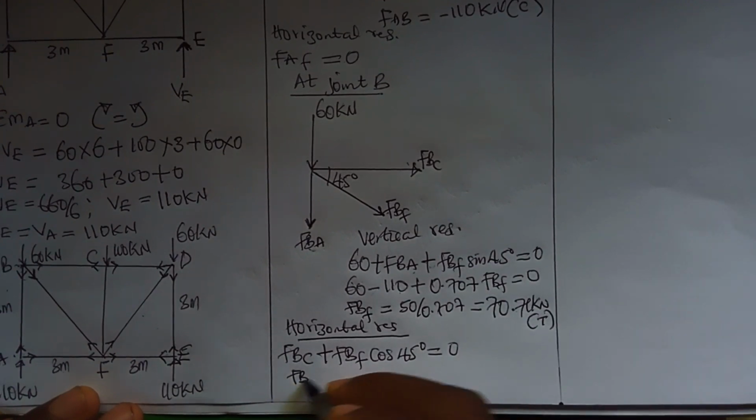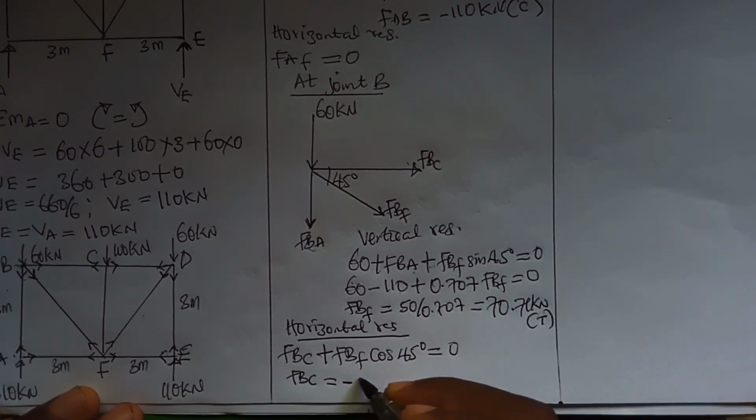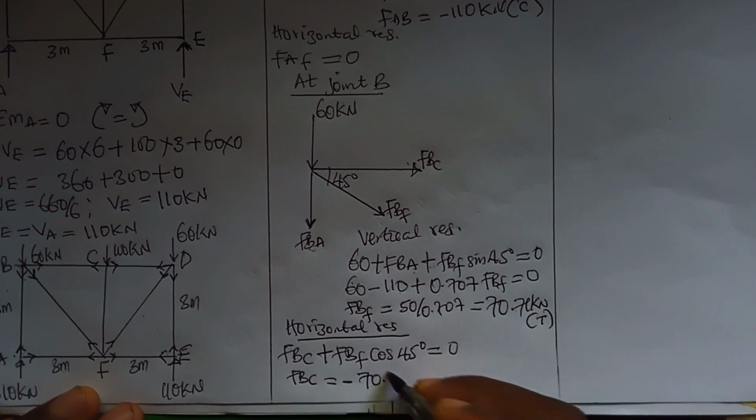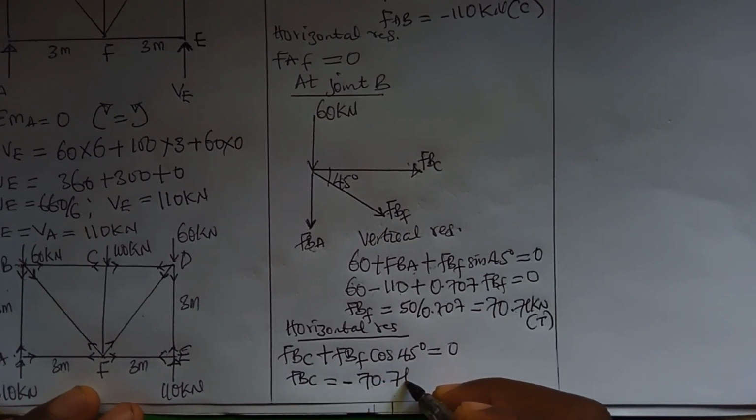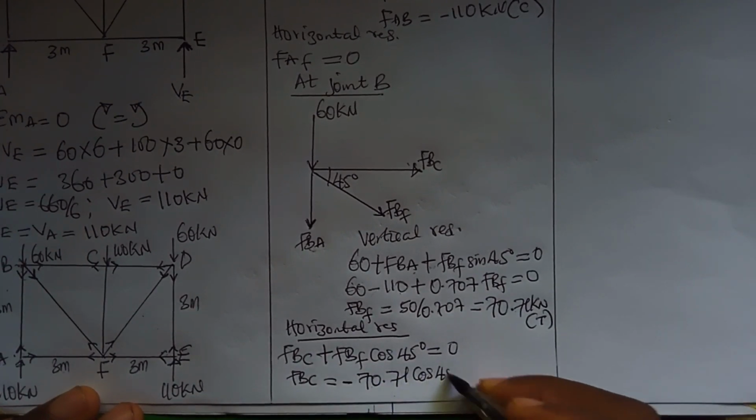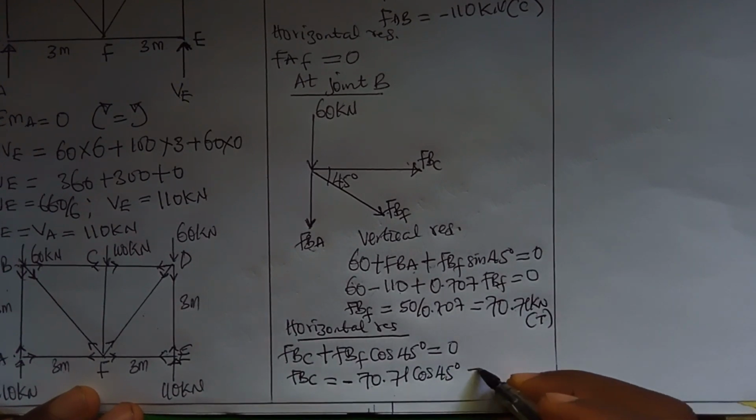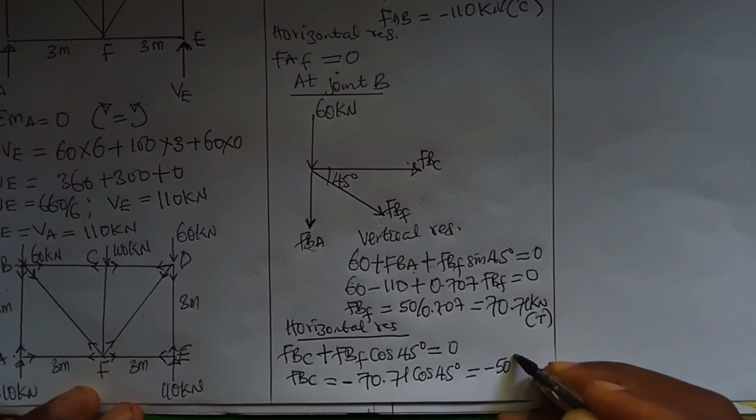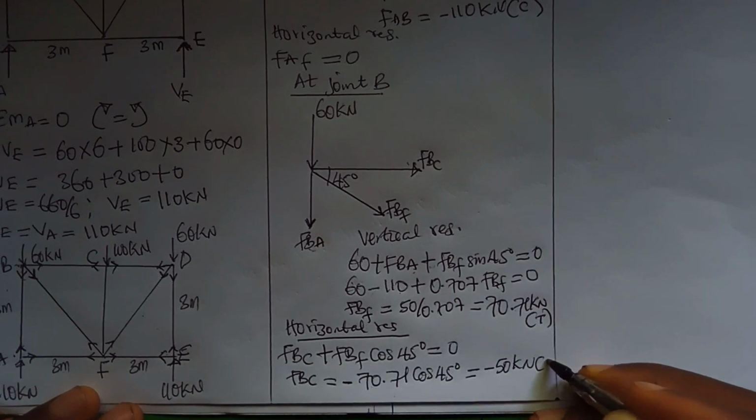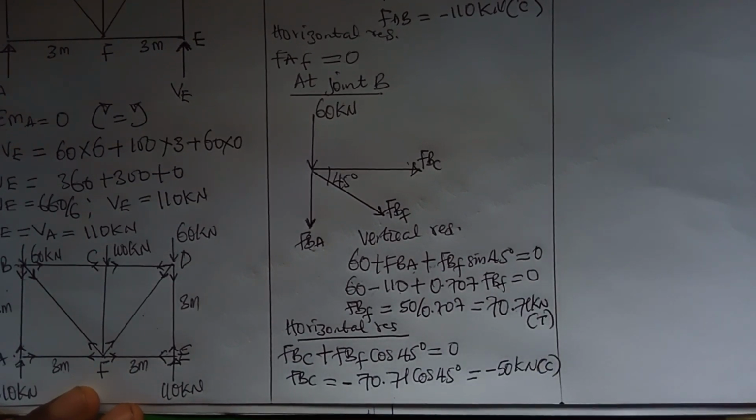So our FBC is equal to minus 70.71 cos 45 degrees, which is equal to minus 50 kilonewton. Since it is minus, it means it is compression. Now, let's go to the next joint, and that is joint C.